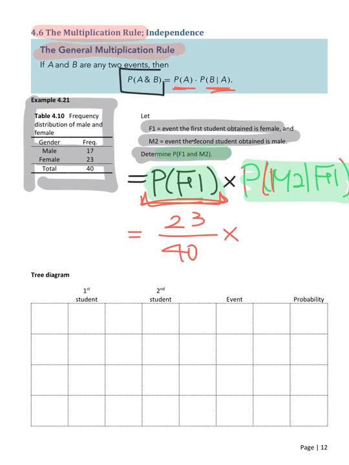Now, just focus on the conditional probability, M2 given F1. For the second student, how many males? 17. Yes, 17 males now out of? Not 40. 39. How did you get 39? Because after the first female is selected, she's not in the pool anymore.